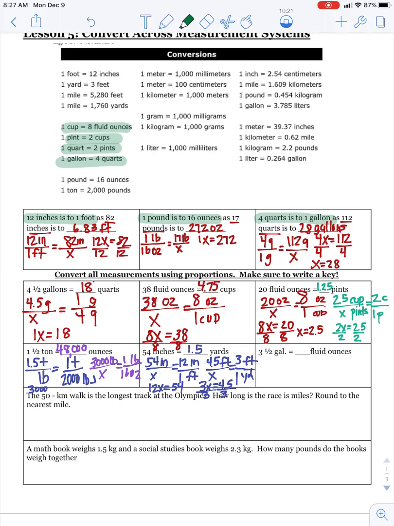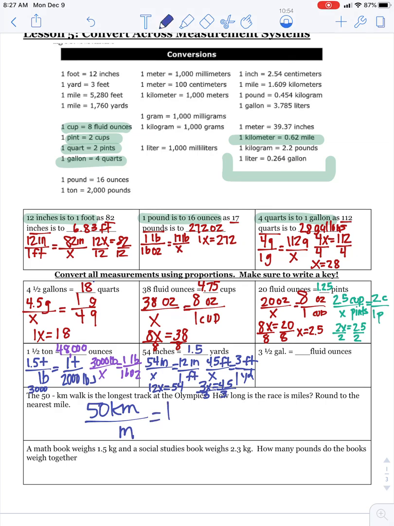Okay, so we're going to do the last two story problems. So a 50-kilometer walk. So I know I'm starting with 50 km, the longest track at the Olympics. And we want to know how long is this race in miles. So I'm looking for miles. These are actually metric and U.S. customary units put together. So I'm going to look over on the right-hand side of my conversion chart over in this area. And this one is kilometers to miles.